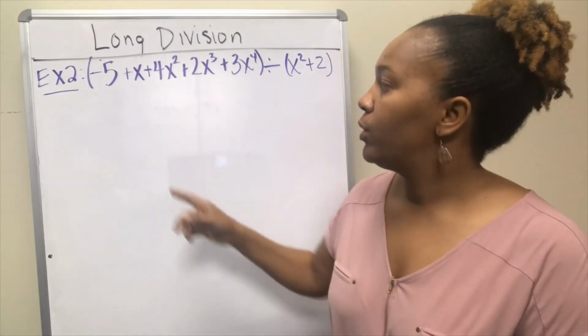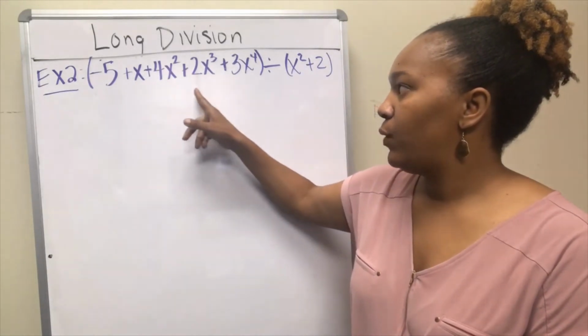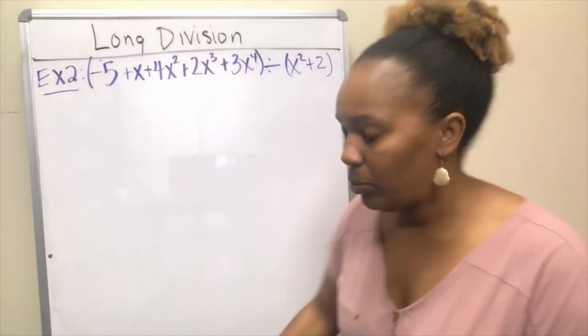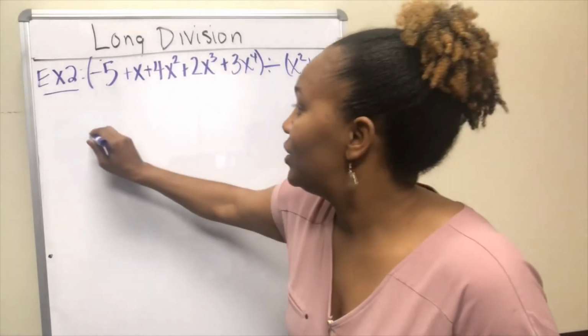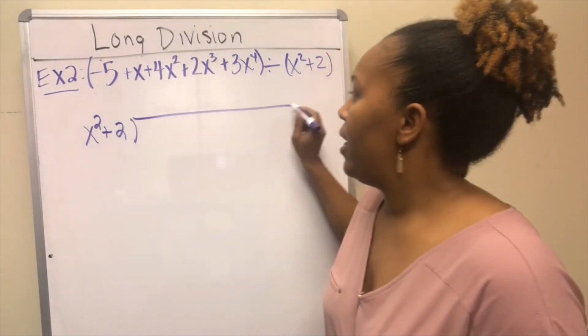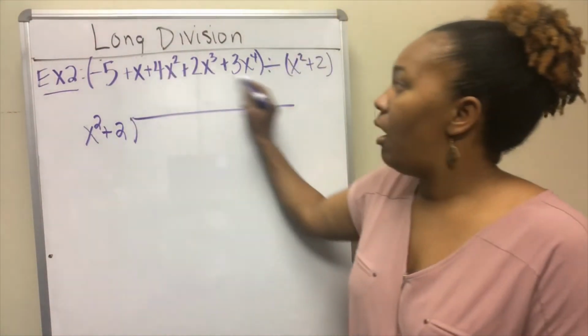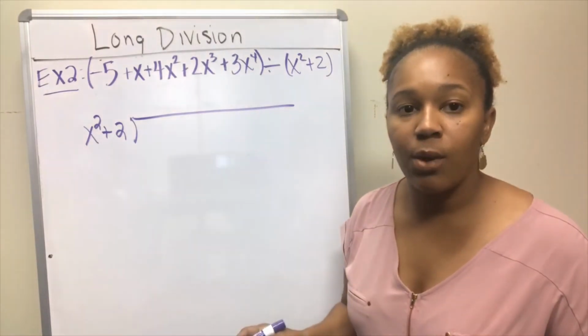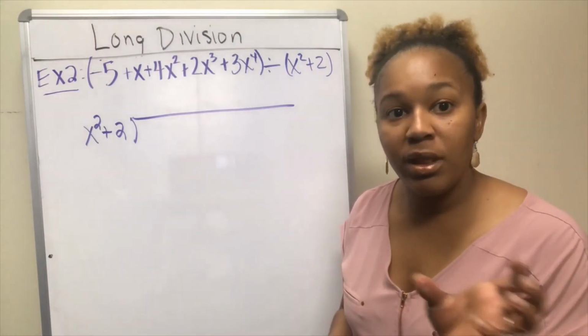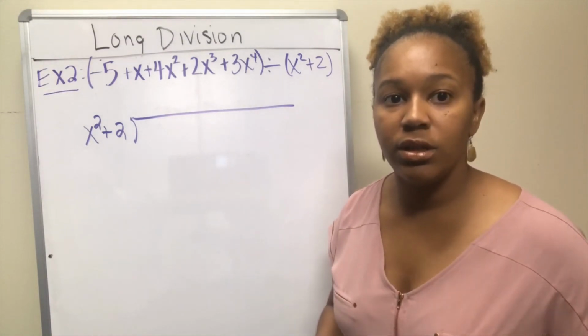For example 2, we're going to do negative 5 plus x plus 4x squared plus 2x to the third plus 3x to the fourth divided by x squared plus 2. So my divisor is x squared plus 2, so that's going to go on the outside. And then my dividend is all of this, but when I write it, I want to make sure I write it from biggest exponent to smallest exponent with a place for every exponent lower than the smallest exponent.